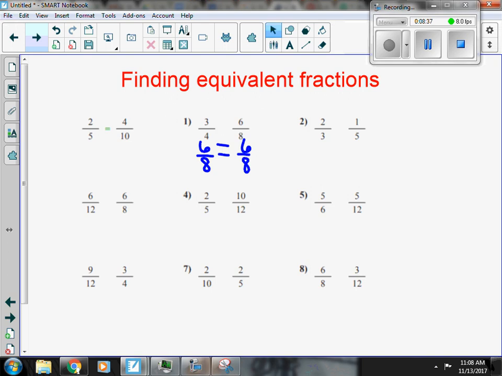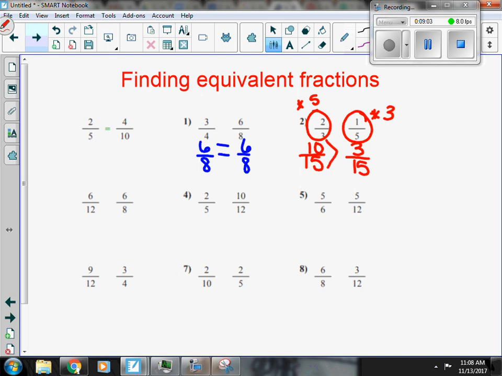My next one, I have a 3 and a 5. Well, I know that both 3 and 5 can get to 15. So I'm going to take this whole fraction and multiply my top and bottom by 5, and this whole fraction and multiply my top and my bottom by 3. So 5 times 2 is 10, and 5 times 3 is 15, and 1 times 3 is 3, and 5 times 3 is 15. Then I can see 10/15 is much bigger than 3/15.